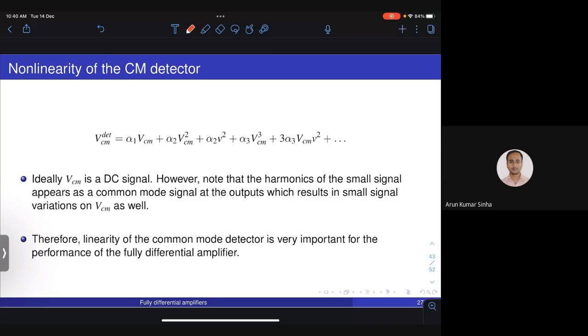Ideally VCM is a DC signal, right? So all this VCM squared, VCM cubed and so on is expected to be a DC signal, and then when the loop settles, you know that the small signal common mode is 0, which means all these VCM components should disappear. However, the harmonics of the small signal on the common mode, which appear because of the input differential signal, result in a common mode which will have a small signal variation, and that in turn will go through the loop and make matters worse for you.